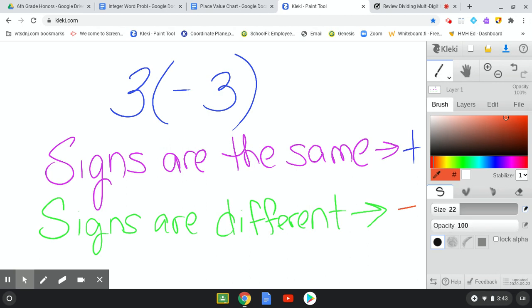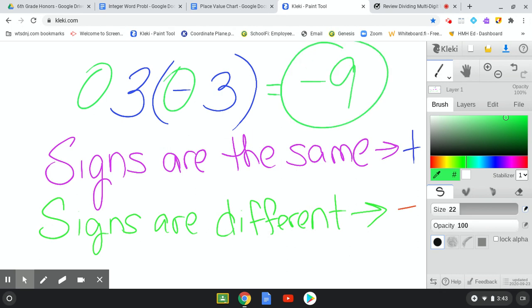All right, so let's take a look at the one I have here. So here, my signs are different. I have a +3 and I have a -3. So my signs are different here. So get your sign out of the way first. If my signs are different, I know that my final answer is going to be a negative. Now, all you're doing is just doing the multiplication. 3 times 3 is 9. Final answer, -9. So pretty easy.